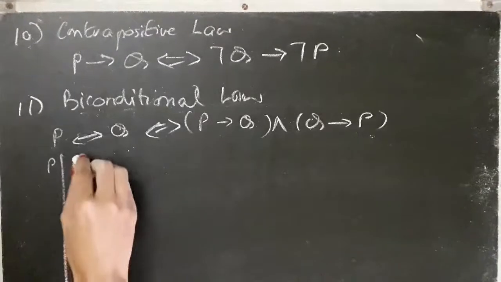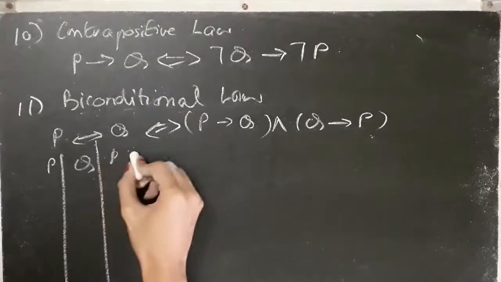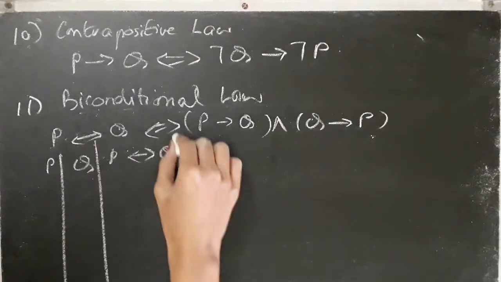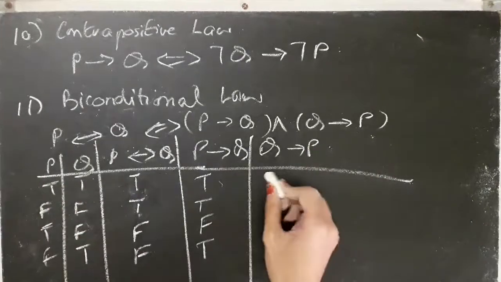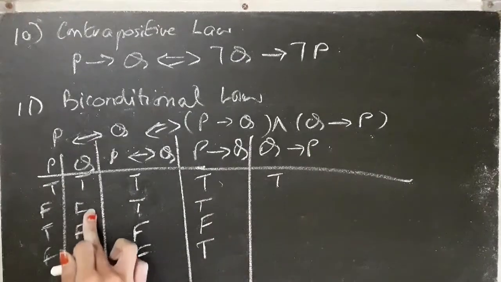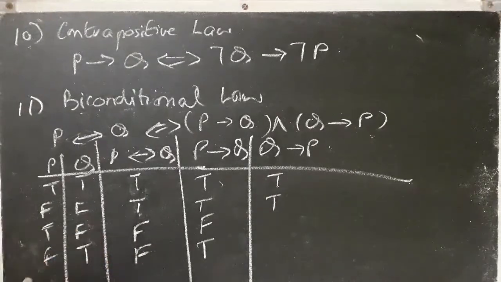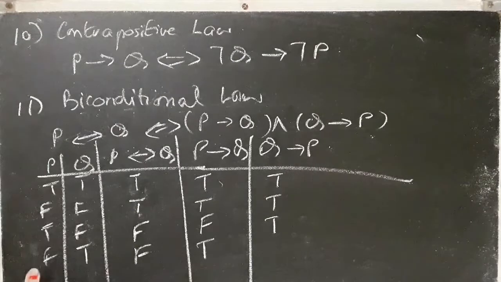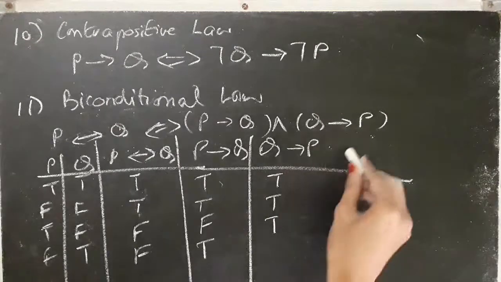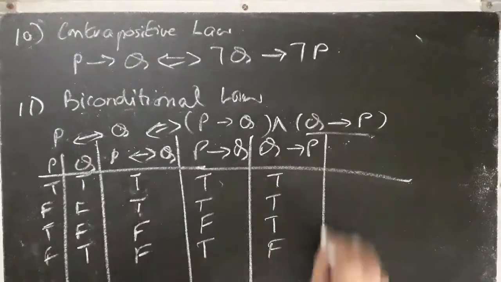Suppose P, Q. P if and only if Q. First we need to see P. Q occurs, P occurs, true. Q does not occur, give it the benefit of doubt. Q does not occur but P occurs, give it the benefit of doubt. Q occurs but P does not occur. So this statement is falsified and we give it a false value.